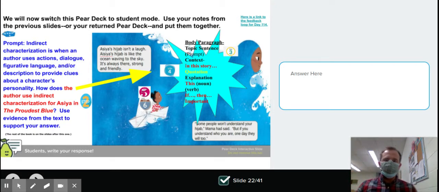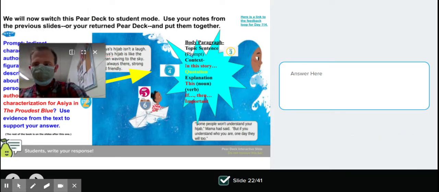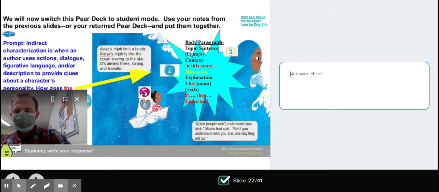So it says, well, now switch this Pear Deck to student mode at the top. Use your notes from the previous slides or your returned Pear Deck and put them together. Then right over here is my face. Right, I'm on top of the prompt.